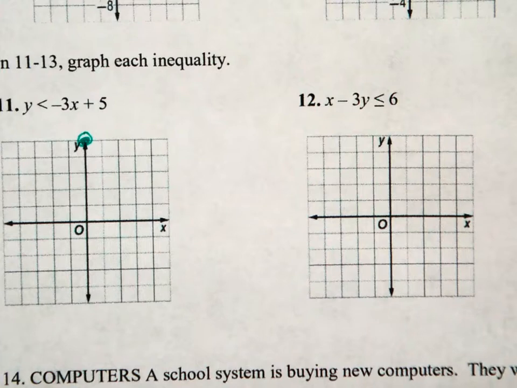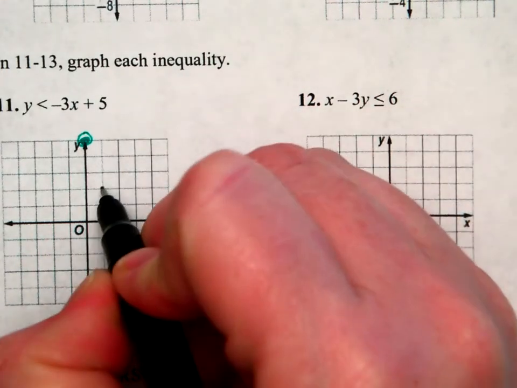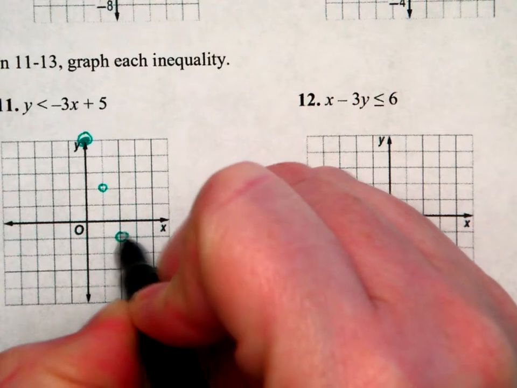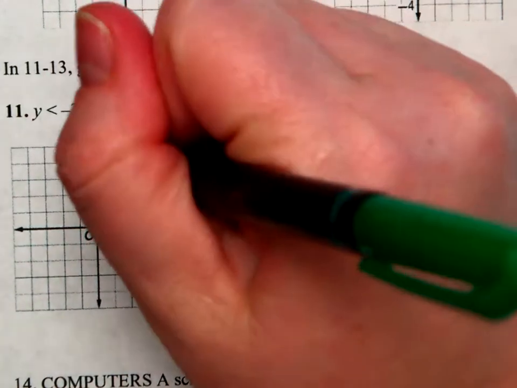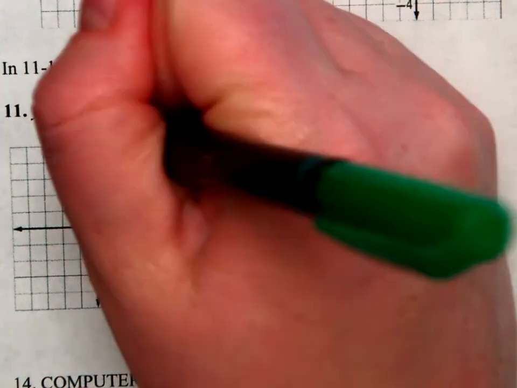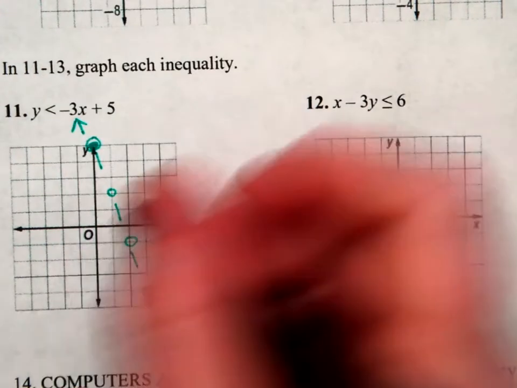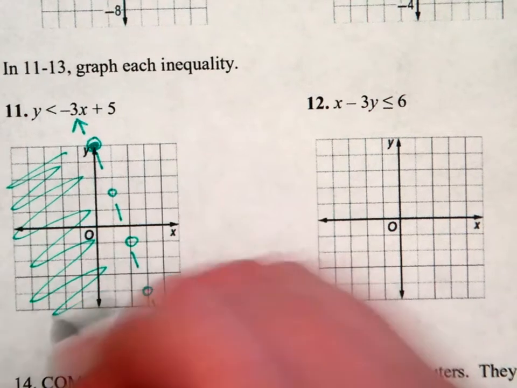So, plus 5, down 3 over 1, down 3 over 1, down 3 over 1, open circles, dashed, dashed, dashed, dashed, dashed. Plug in 0, 0. 0 is less than 5, so I'd shade over here.